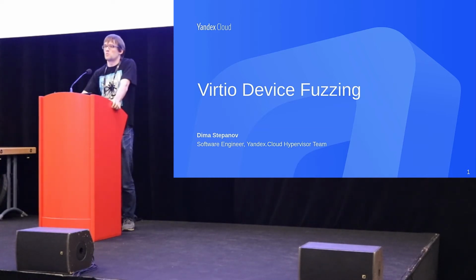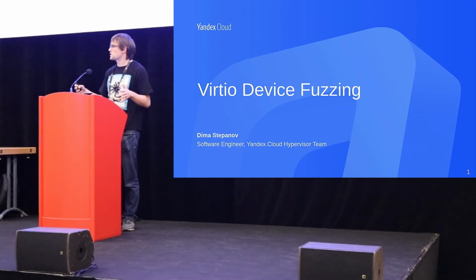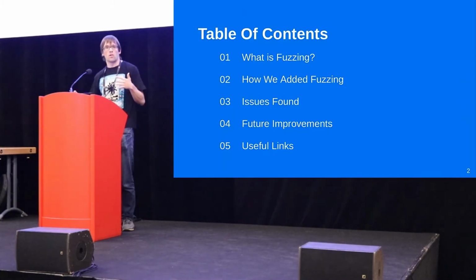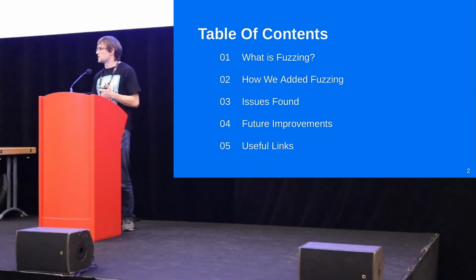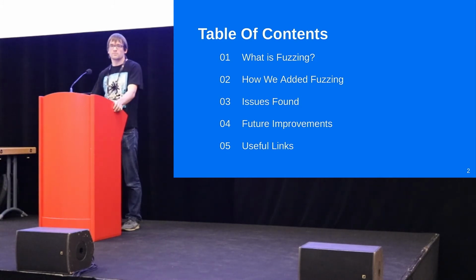And a good way to improve security is fuzzing the interfaces which are available to the user. And for virtual machines, such interfaces are emulated devices. And today I will speak about virtual device fuzzing. First of all, I will tell what fuzzing is and what we are going to fuzz. Then I will tell how we implement virtual device fuzzing and what issues we found during it. Then I will tell a little bit about our future plans.